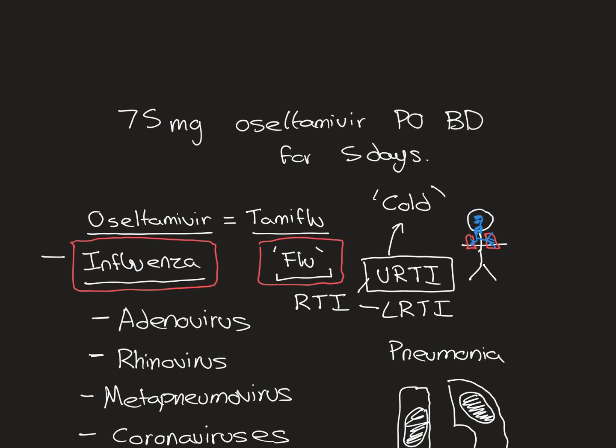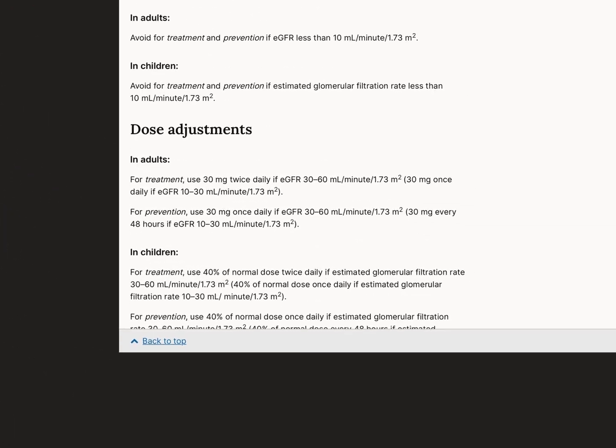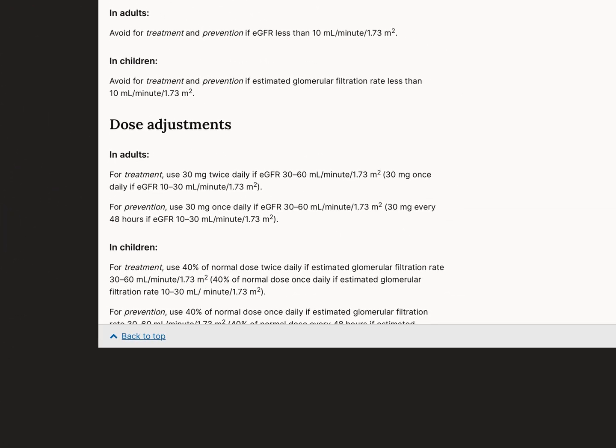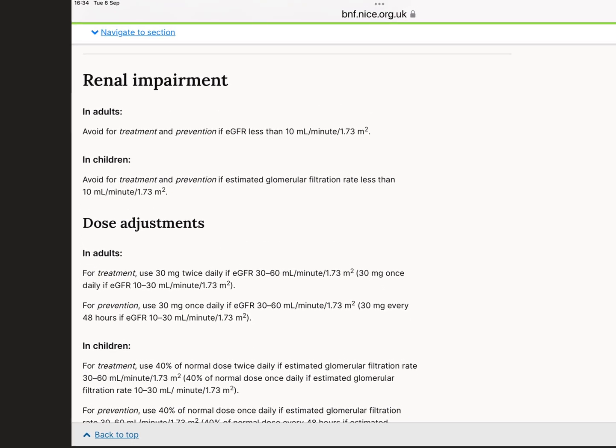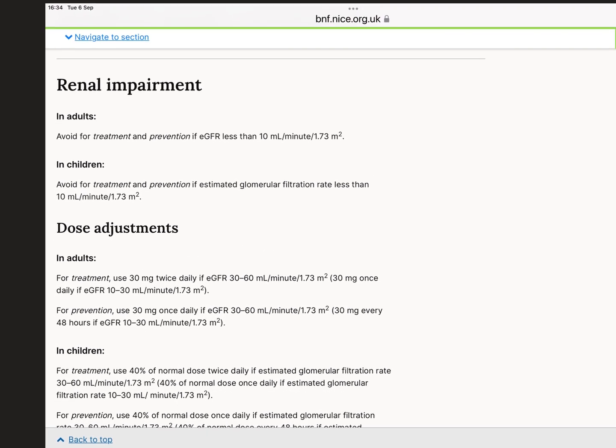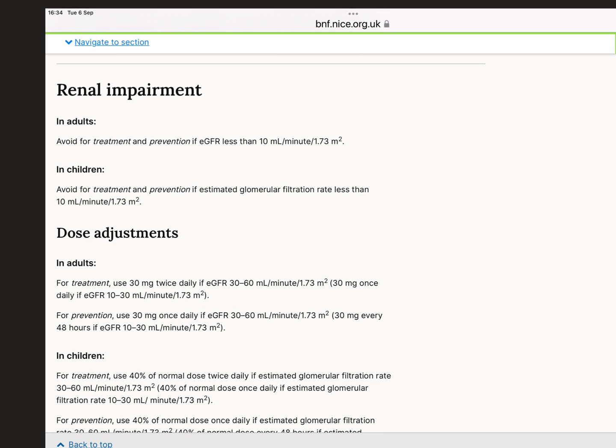The other way we use it in hospital, and by the way, there is a dose adjustment according to if their renal function is bad, and I've actually got a print screen from the BNF here. So this is the BNF page for oseltamivir, and it tells you what to do if the patient has renal impairment. So eGFR, hopefully everyone watching this knows what eGFR is, but in case you don't, that is a measure of how well your kidneys work.